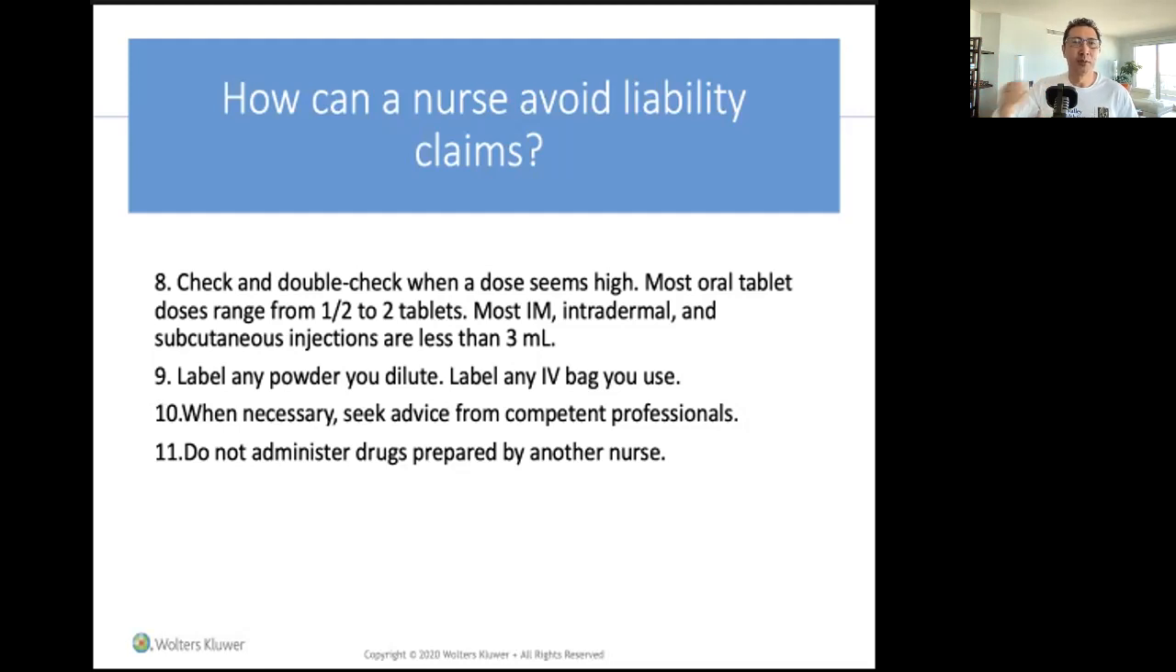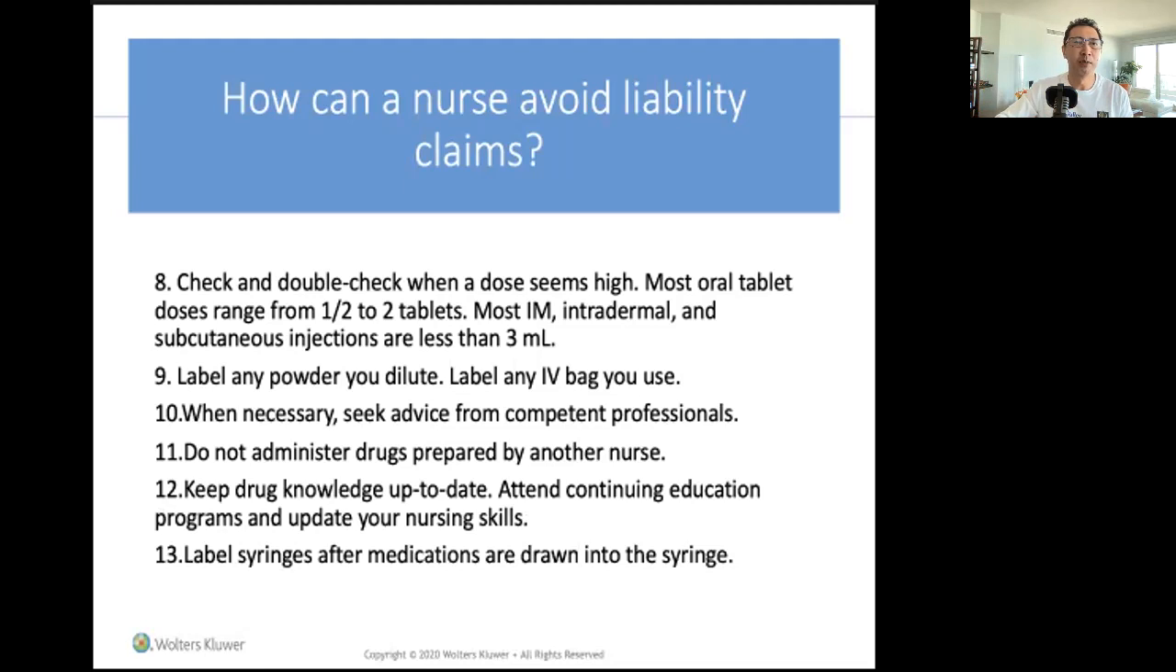Do not administer drugs prepared by another nurse. Because you don't know what's in it. Unless it's in a code blue situation. In a code blue situation, everybody's in a room and it's being prepared right there. Maybe the nurse or the pharmacist is preparing it.